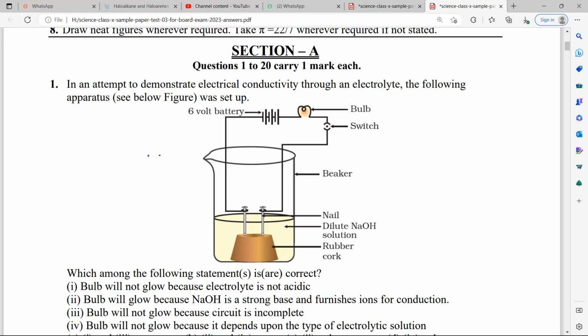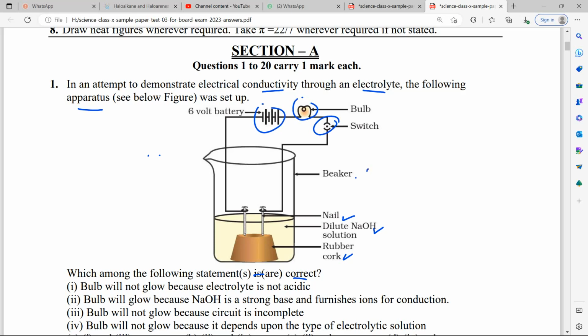In an attempt to demonstrate the electrical conductivity through an electrolyte, the following apparatus has been set up. Which of the following statements are correct? It may be singular or plural. Just observe the setup here. Dilute NaOH solution is taken as electrolyte, and there is a rubber cork. These are iron nails, and the two nails are connected to the positive and negative of a battery through a switch and bulb. Okay, this is the experiment.